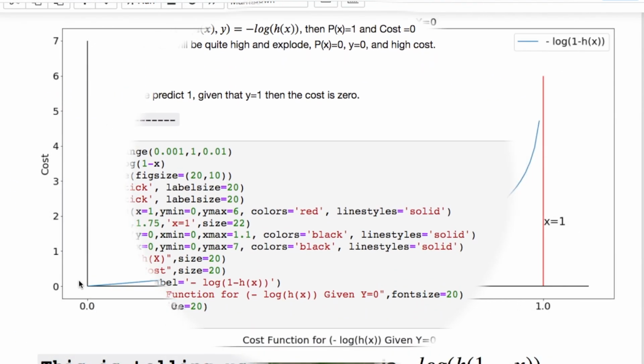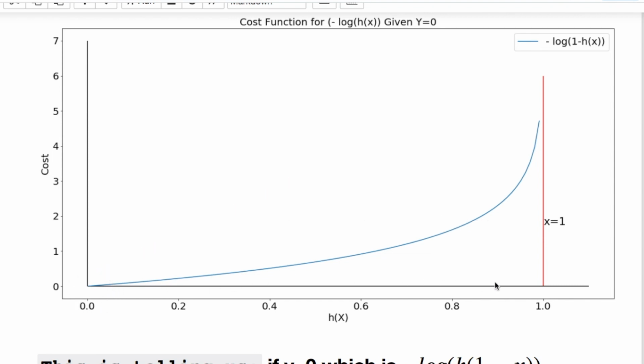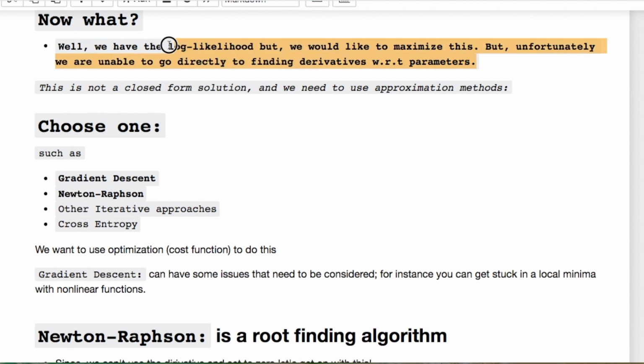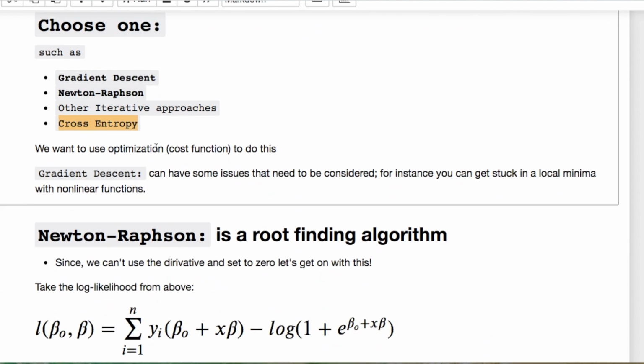Let's look at this the other way. If the label is 0, we predict it being 0, we incur 0 cost here. The reverse, if we predict it being 1, the cost becomes quite high, and the label was 0. Now what happens? Well, we have that log likelihood function, but we like to maximize this. But unfortunately, we're unable to do this, and you can't directly use derivatives with respect to the parameters. You have to use approximation methods, such as gradient descent, Newton-Raphson method, other iterative approaches, cross-entropy, etc. We want to use the optimization of the cost function to do this.